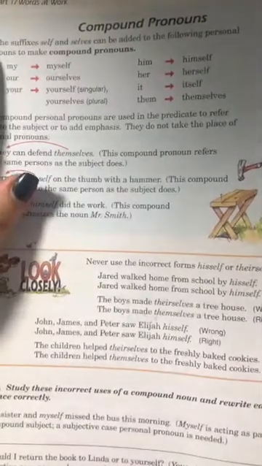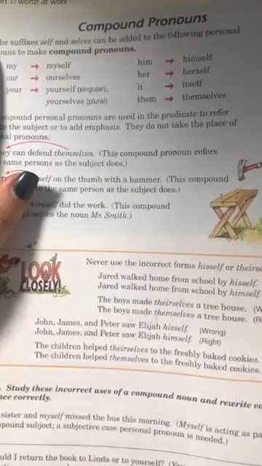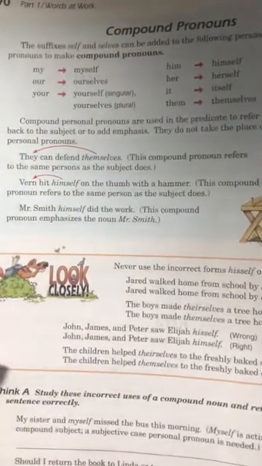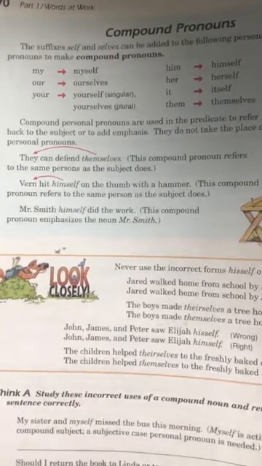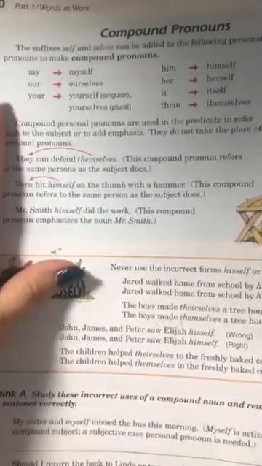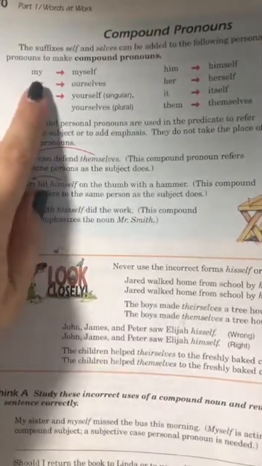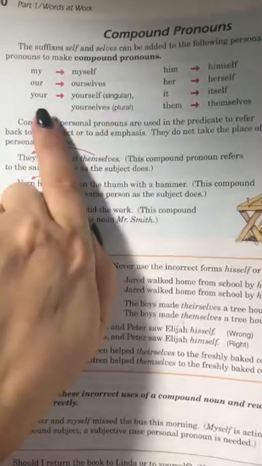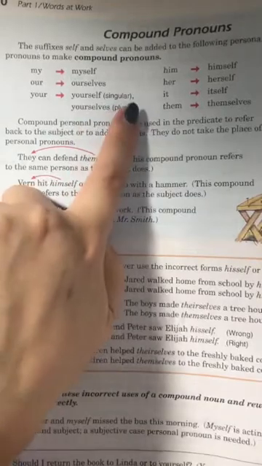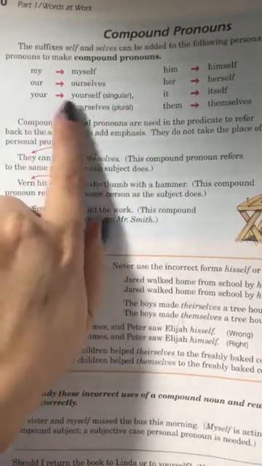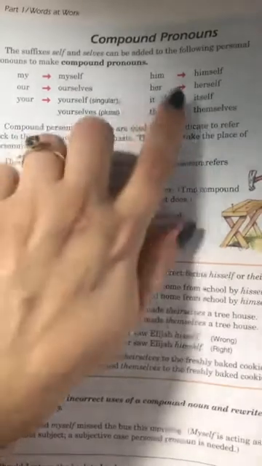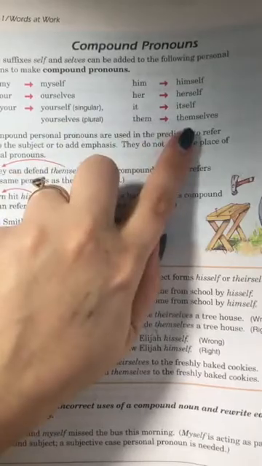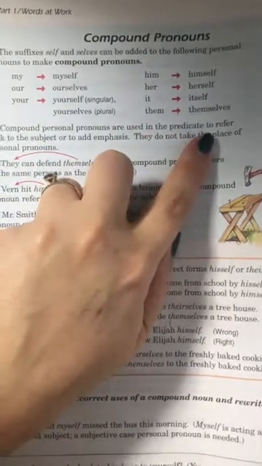It says here, the suffixes self and selves can be added to the following personal pronouns to make compound pronouns. And here we have some examples. My, myself; our, ourselves; your, yourself, like singular, just one; your, yourselves, plural; him, himself; her, herself; it, itself; them, themselves.